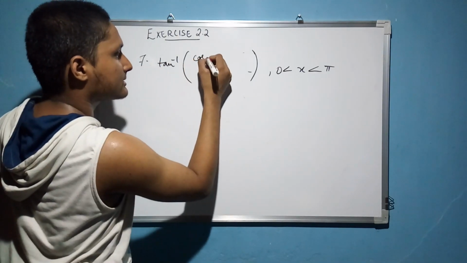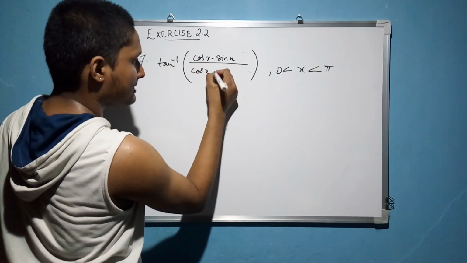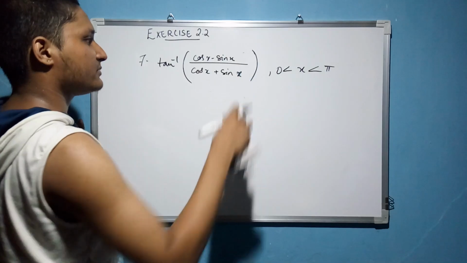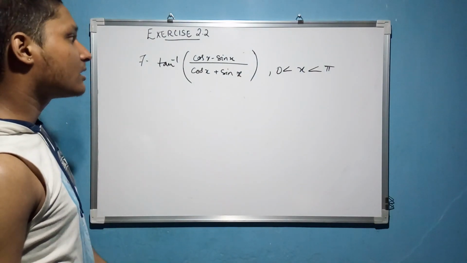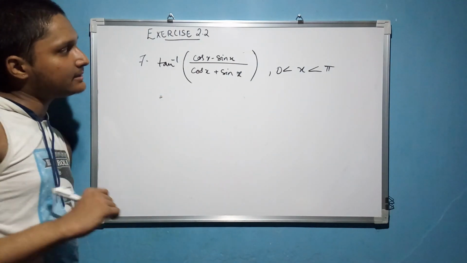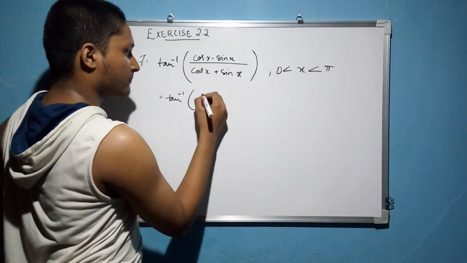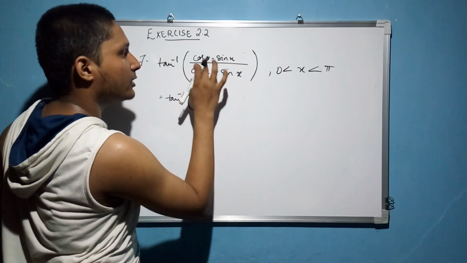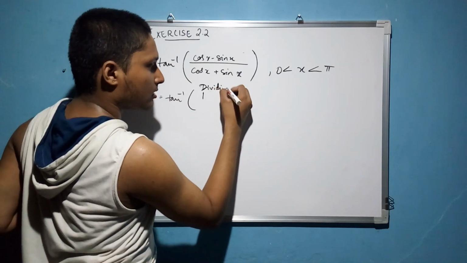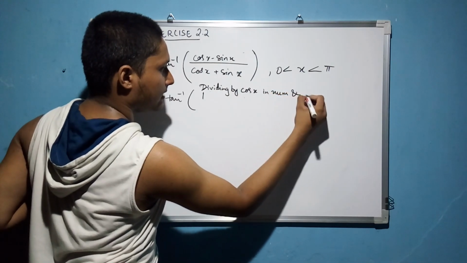Here it is: cos x minus sin x divided by cos x plus sin x, and the condition is again the same. Since the condition and everything almost looks the same, maybe it is going to be the same. Better I divide by cos x and get tan terms, so that it's easy for me. So this comes to be tan inverse of... I'm going to divide by cos x in numerator and denominator.